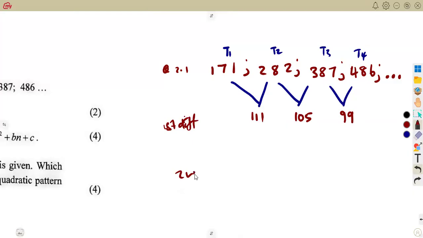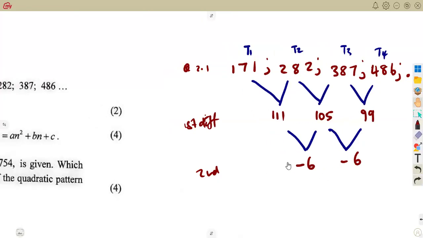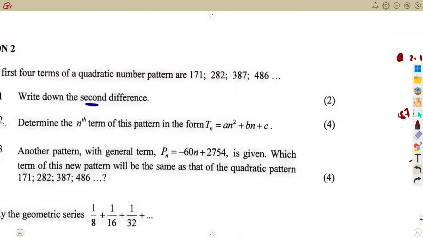Then we move on to the second differences. Let us determine the differences between the terms: 105 minus 111 was going to give us minus 6. 99 minus 105 was going to give us negative 6. So as we can see, guys, the constant second difference there is negative 6. So that was our second difference. I'm just going to write in short: our second difference is equal to negative 6.